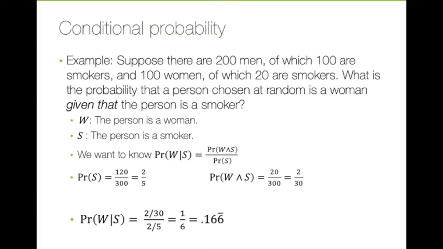Simplifying the fractions for the probability of S and the probability of W and S, plugging them into our formula, we have 2 out of 30 on the top, 2 out of 5 on the bottom, and that gives us that someone has a 1 in 6 chance of being a woman if they're a smoker.